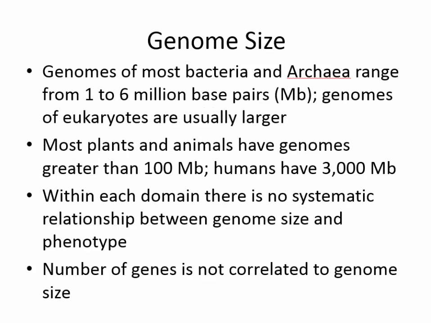Genomes of most bacteria and archaea range from about 1 to 6 million base pairs. Genomes of eukaryotes are usually larger because eukaryotes are usually bigger. Most plants and animals have genomes greater than 100 million base pairs. Humans have 3,000 million base pairs. Within each domain, there's no systematic relationship between genome size and phenotype, and the number of genes is not correlated to the genome size. So there's a lot to be understood from this information.